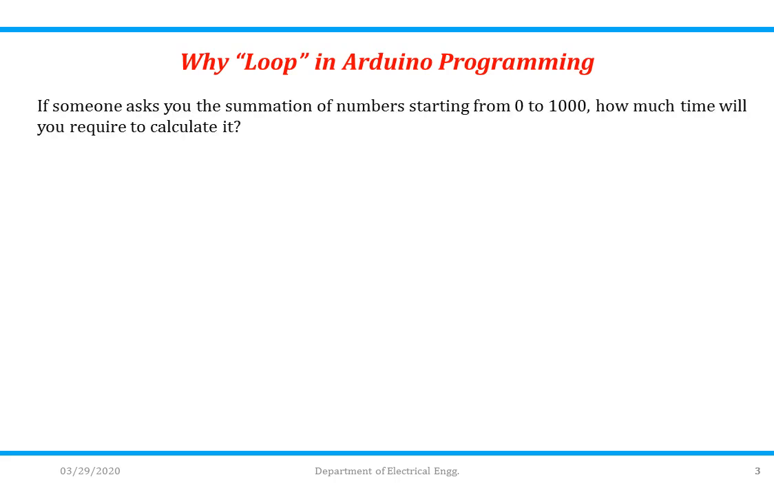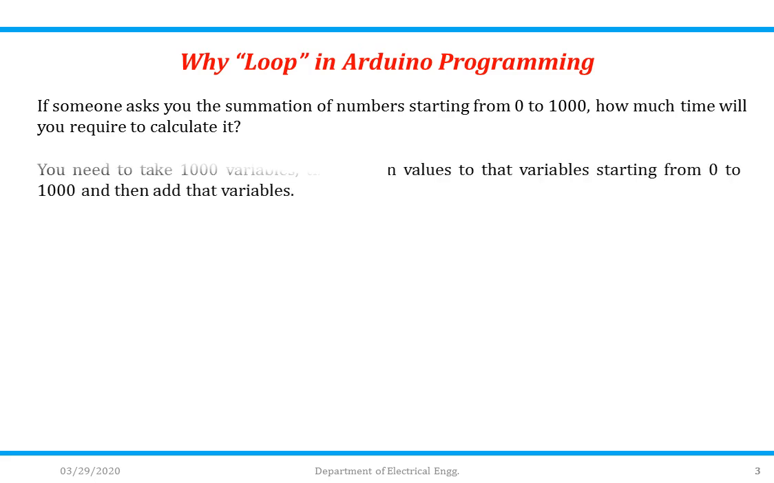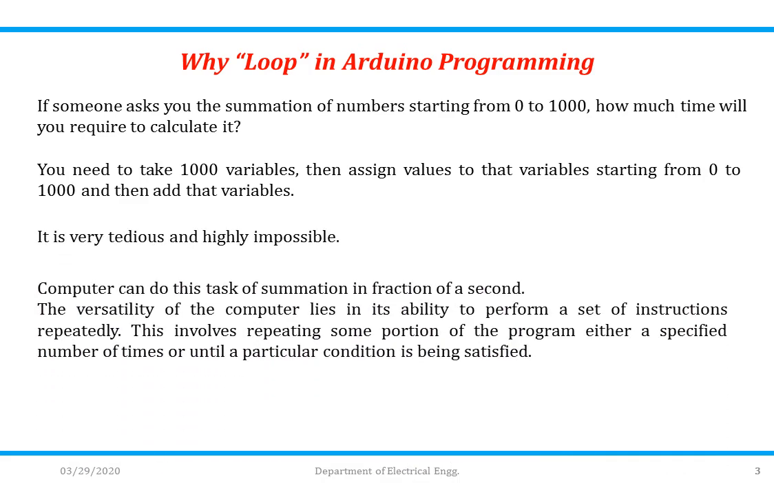Suppose someone asks you the summation of numbers starting from 0 to 1000, how much time will you require to calculate it? For that, you need to take 1000 variables, assign values to the variables starting from 0 to 1000, and then add those variables. It is a very tedious task and it is highly impractical. A computer can do this task of summation in a fraction of a second.